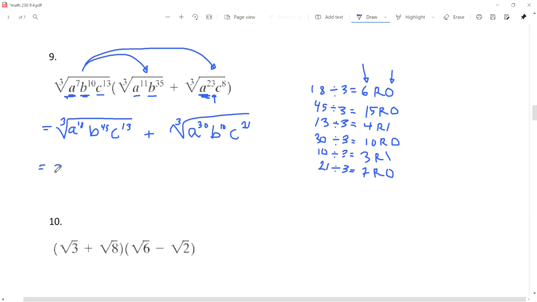We have an a to the 6th, a b to the 15th, and a c to the 4th. And that's from this 6, this 15, and this 4. Times the cube root of, we have no a's, no b's, but one c on the inside. So this is the cube root of c.